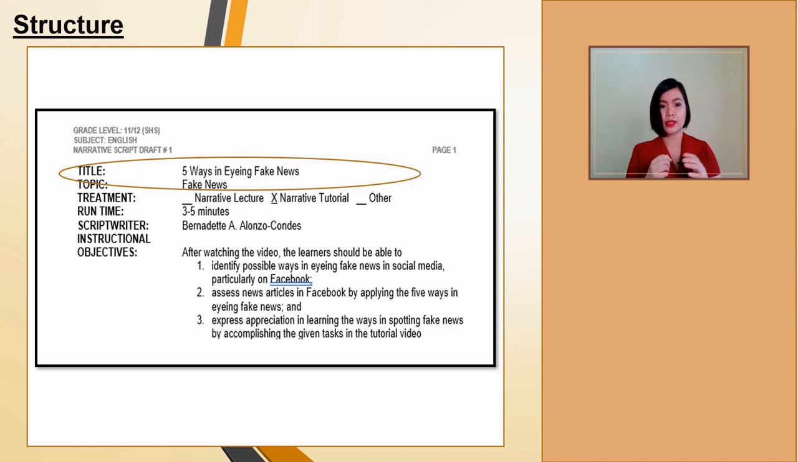So for example, I do have the topic fake news. And when we say fake news, we could pertain to characteristics of fake news, sources of fake news. But then, here, I decided to focus only on the 5 ways in eyeing fake news. And only 5 ways, because as I researched the different ways on how to avoid fake news, there are lots of steps. What I did is, I chunked the content and just specified the 5 most essential ways on how to do it.